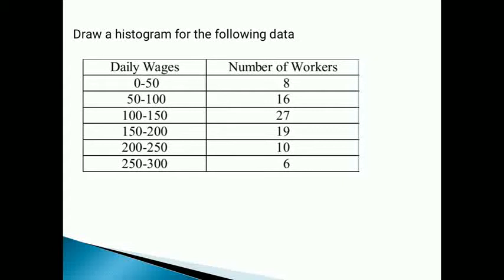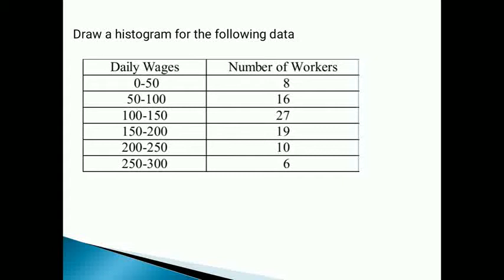Second class is from 50 to 100. Third one is from 100 to 150. Next 150 to 200. Next 200 to 250. And 250 to 300 is our last class. And the frequencies, or the number of workers included in each class, are 8, 16, 27, 19, 10 and 6 respectively. Depending upon this data, we can draw the histogram.